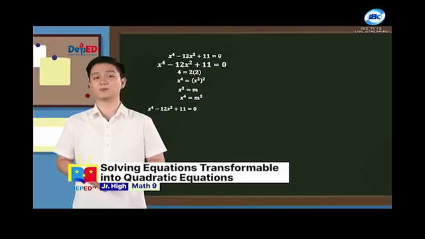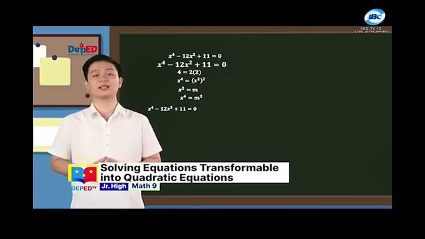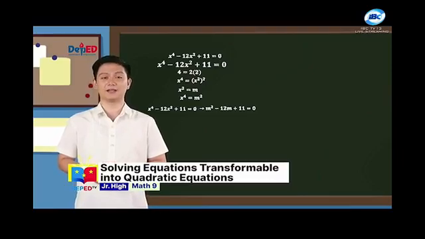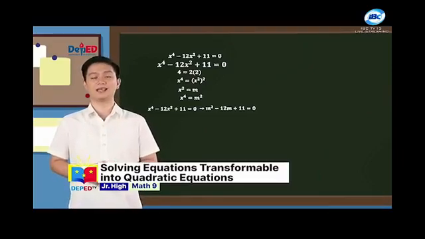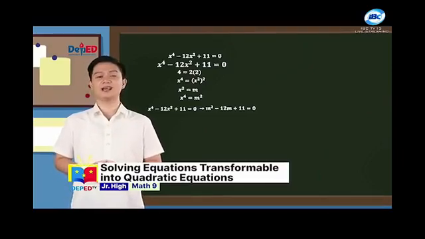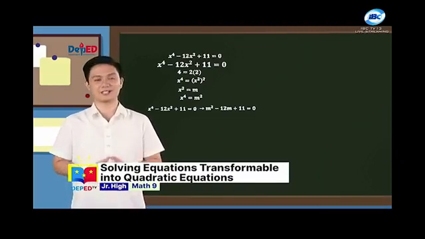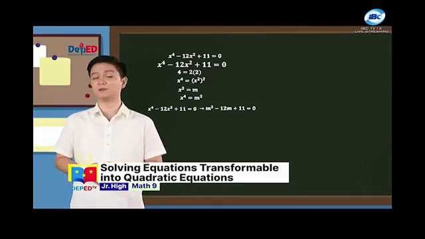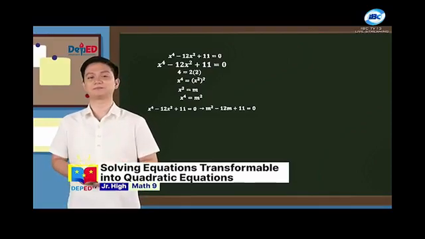Therefore, the equation x to the fourth minus 12x squared plus 11 equals 0 can be rewritten as m squared minus 12m plus 11 equals 0. It has been transformed into a quadratic equation. Can we solve it now? Yes, we can. What method do you have in mind? I am thinking of solving it by factoring.